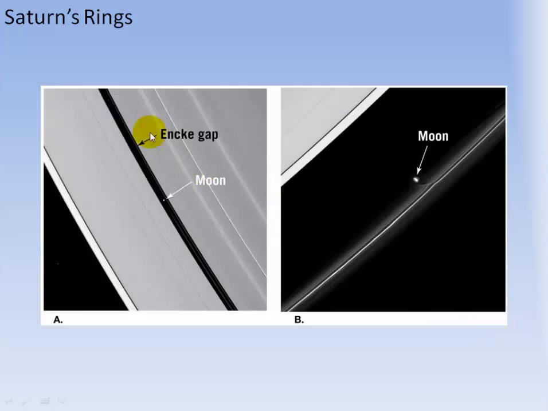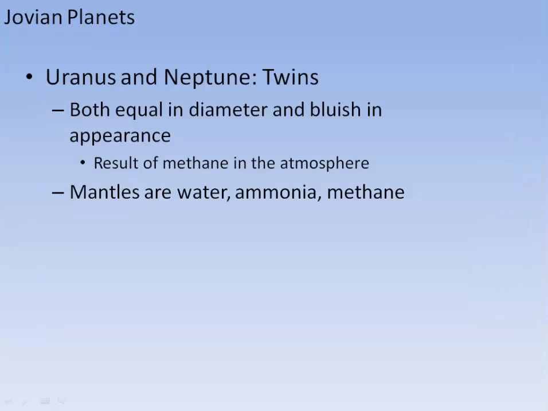Okay, so here's the Encke gap between some of the rings, and here's one of its moons there. And here's, I'll probably zoom in on that moon.